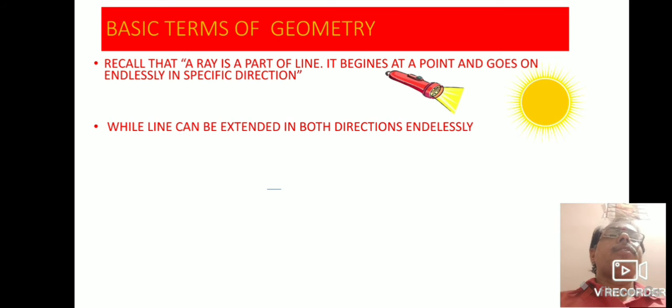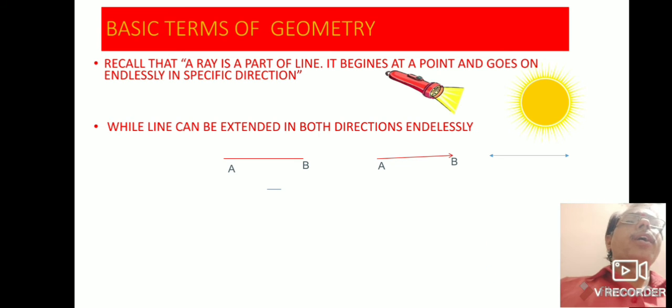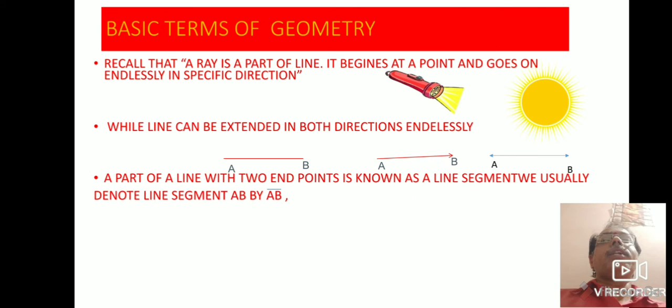While a line can be extended in both directions endlessly, now see this line segment AB figure, and AB one arrow-headed ray, and AB, here we have a double-arrowed line. As already said, a line can be extended in both directions endlessly. So by seeing this AB line, you can say the line is extended on both sides endlessly.